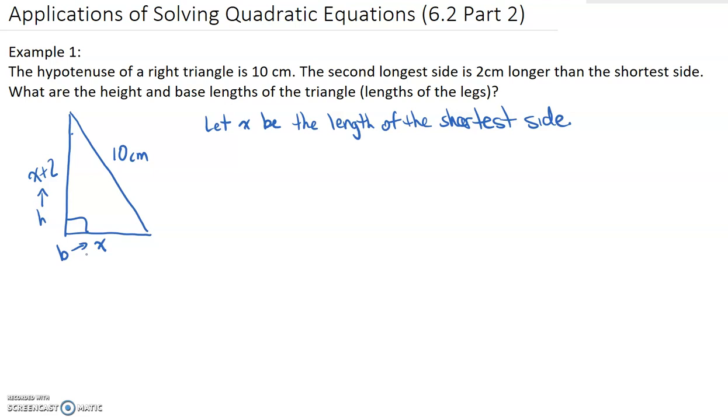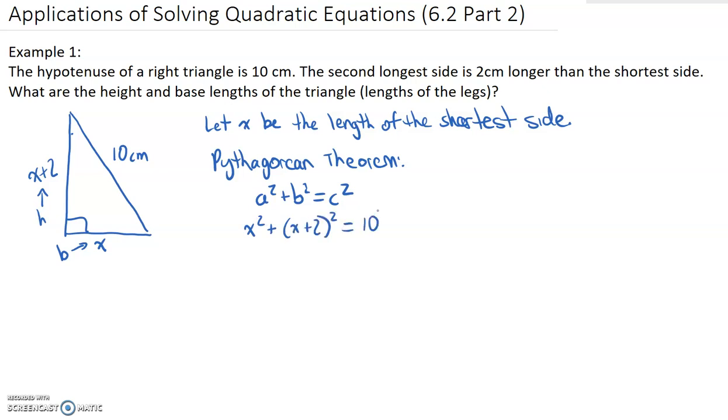Let's read this over one more time to make sure we have the diagram proper. The hypotenuse of a right triangle is 10 centimeters. There it is. The second longest side is 2 centimeters longer than the shortest side. What are the height and base lengths of the triangle? The lengths of the legs. Good. So that's correct. So let's go ahead and actually solve this now. Now we know that the Pythagorean Theorem applies. And you remember the Pythagorean Theorem says that a squared plus b squared is equal to c squared. In other words, here we have x squared plus (x plus 2) squared equals 10 squared.